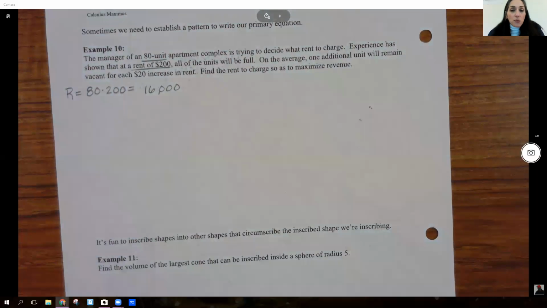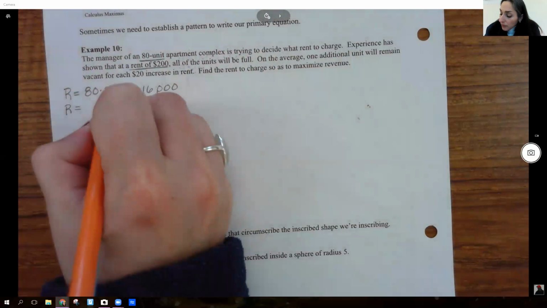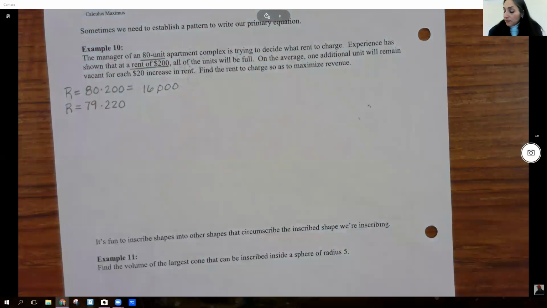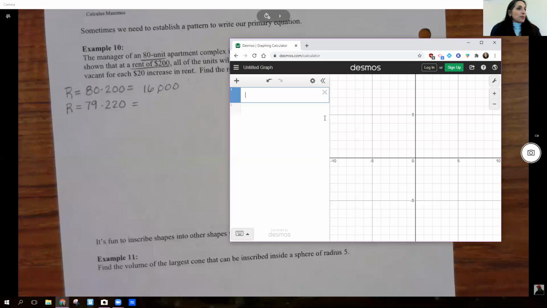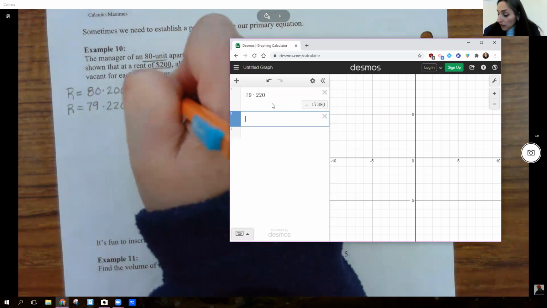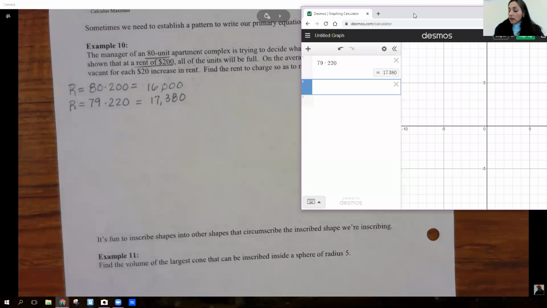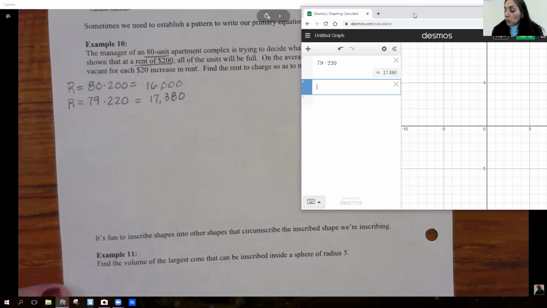So he could charge $20 more for rent, but then he would lose one apartment, one of them would be empty. They wouldn't all be full if he charged $220. So that revenue would be $220, but then we'd lose one, so it'd only be 79 apartments that are full. Let's see, I still have my Desmos up here. So 79 times 220, that's a little bit more money, 17,380. So if he charges $20 more, the 79 people that do continue to rent are going to make him 17,380.